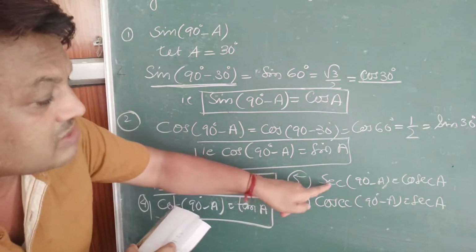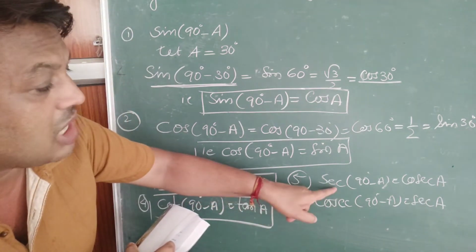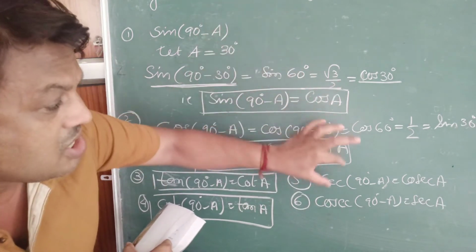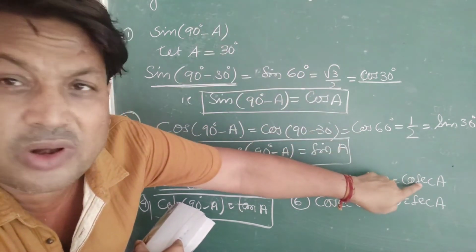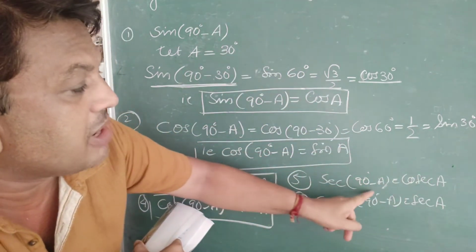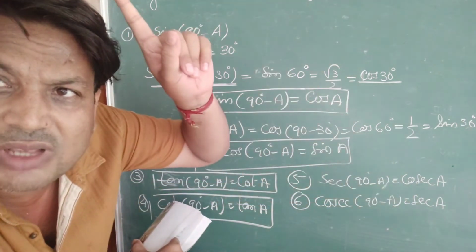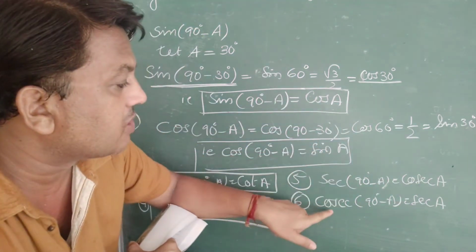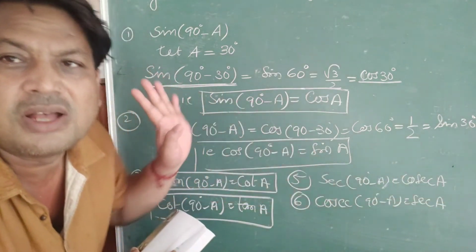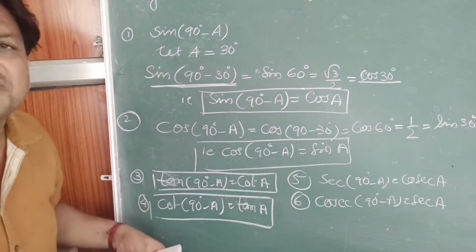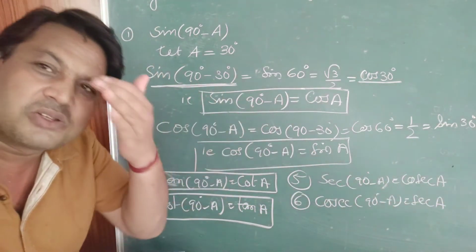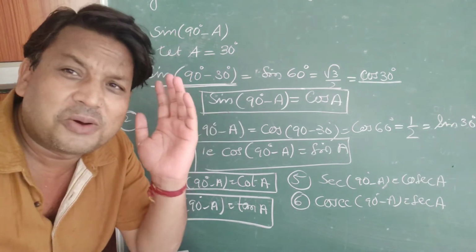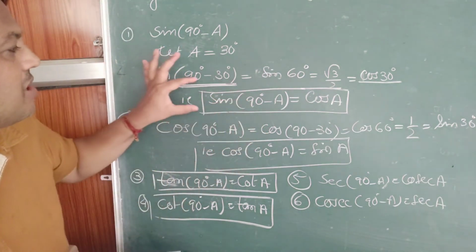But here, children, with sec and cosec, don't get confused that sec was related with cos. So here sec 90 minus theta, don't write cos theta. Sec 90 minus A is cosec A. That relation was different, this relation is different. Cosec 90 minus theta is equal to sec theta. These are the relations, children. On this basis we have to solve some questions, children. Hope you understood and will remember this one.